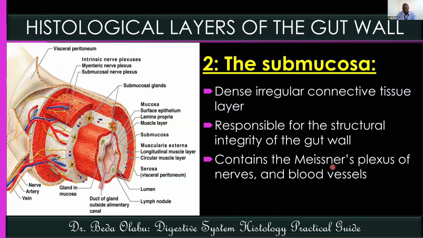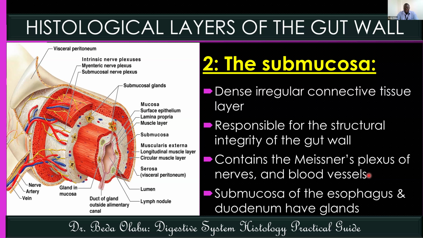They may control exocrine secretions. They may also control endocrine secretions of the digestive system. Within the submucosa, we also have blood vessels, several of them, that provide vascularization to the gut. Now, something to note is that the submucosa of the alimentary canal generally does not have glands except in the duodenum and in the esophagus.